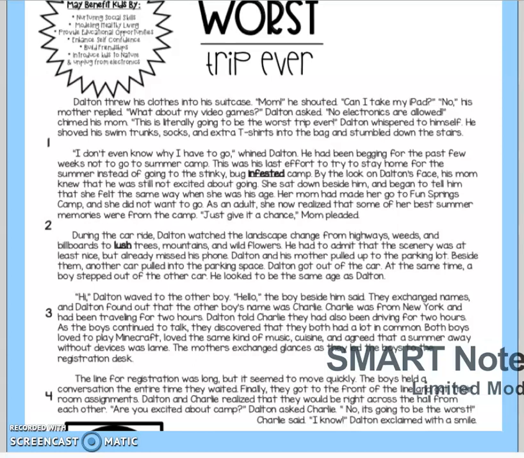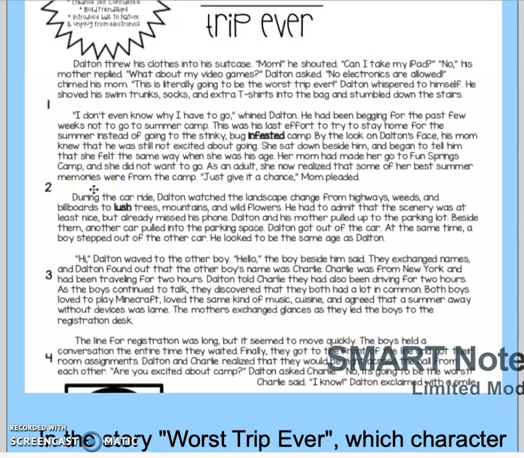Dalton and his mother pulled up to the parking lot. Beside them, another car pulled into the parking space. Dalton got out of the car. At the same time, a boy stepped out of the other car. He looked to be the same age as Dalton. "Hi," Dalton waved to the other boy. "Hello," the boy beside him said. They exchanged names, and Dalton found out that the other boy's name was Charlie. Charlie was from New York and had been traveling for 2 hours. Dalton told Charlie they had also been driving for 2 hours. Oh, so that's something they have in common.